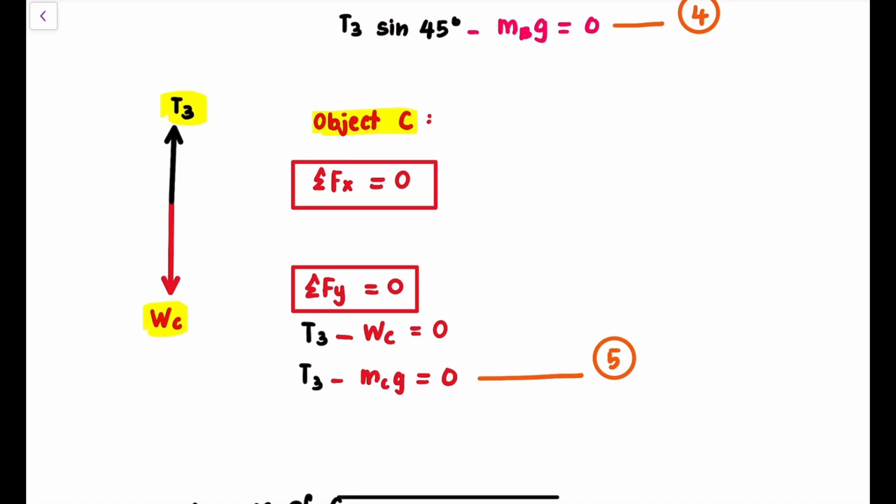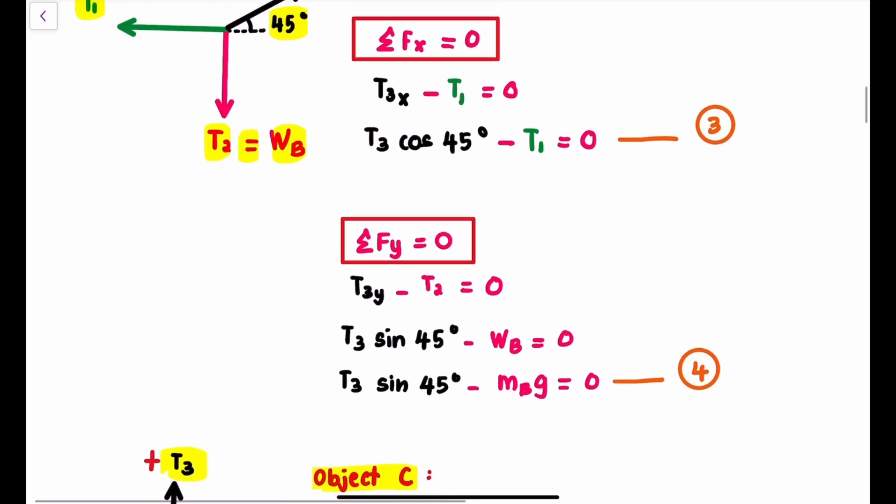Now, we need to write the equation for each axis. Look at the object C. So this is the sum of force acting at x-axis for object C. And then this is the net force acting on object C at y-axis equal to 0. Then refer to the free body diagram, object C, upward and downward. Therefore, we can write this equation.